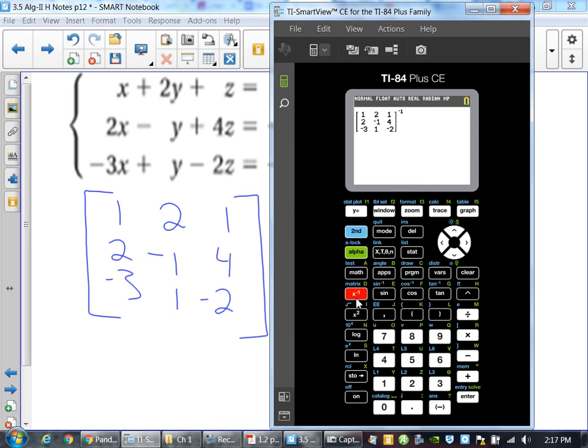There is a way to calculate the matrix inverse by hand. It deals with multiplying down the diagonals and subtracting and stuff like that. If we have time at the end of the school year, it's something that I'll show you guys how to do.